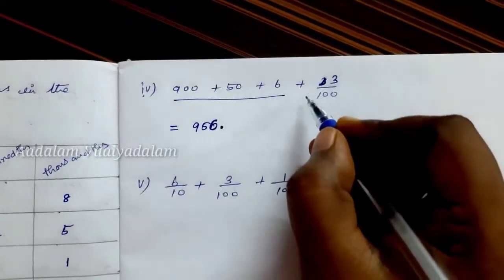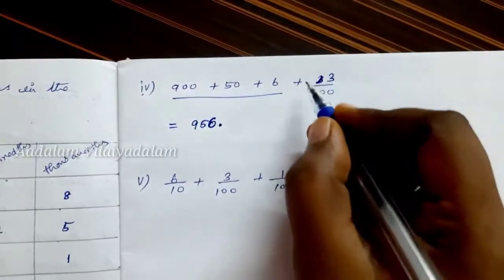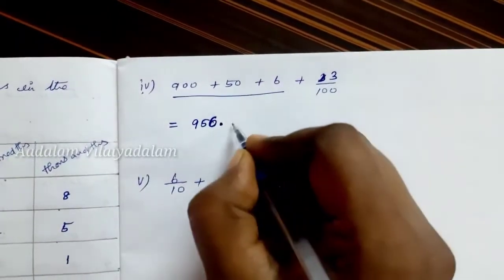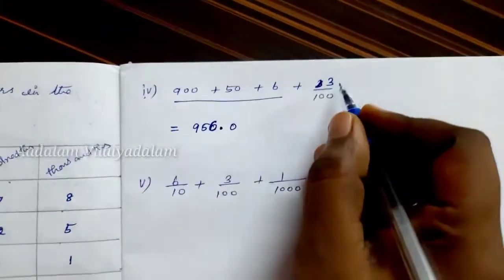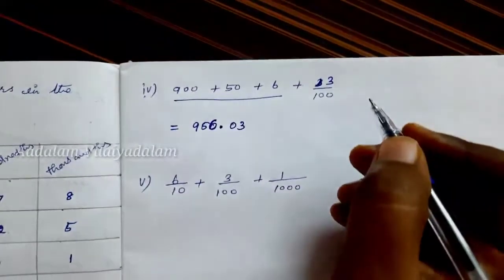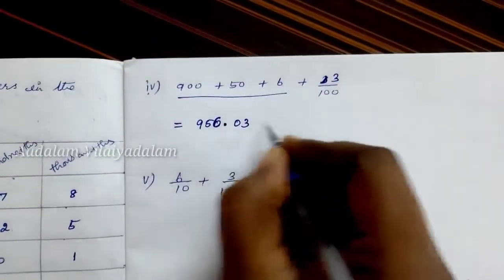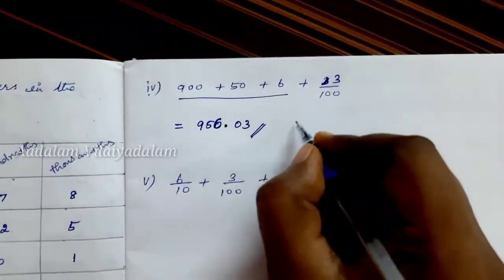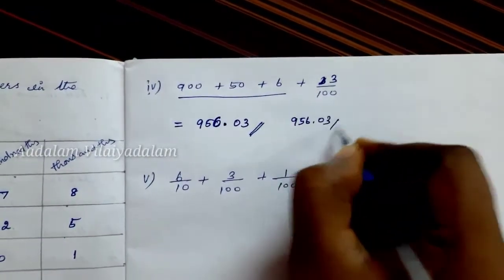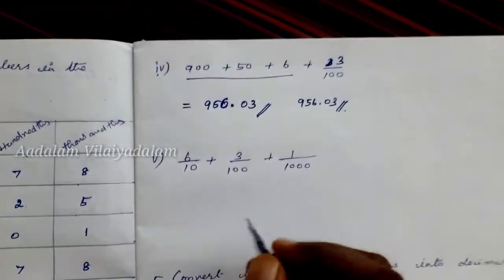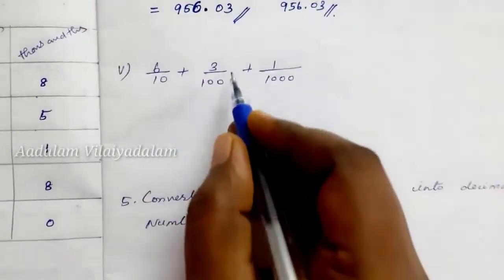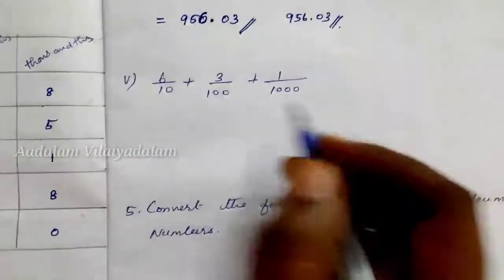But here we miss the 1 by 10 term. Therefore, instead of missing those terms, we can add 0 and then write 3 by 100, which means we can write 03, which is the answer for this subdivision, or 956.03 is the answer. The next fifth question, 6 by 10 and 3 by 100 plus 1 by 1000.